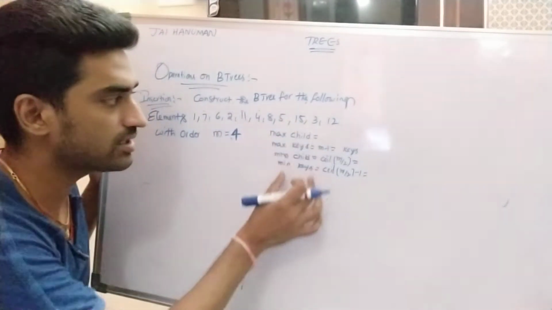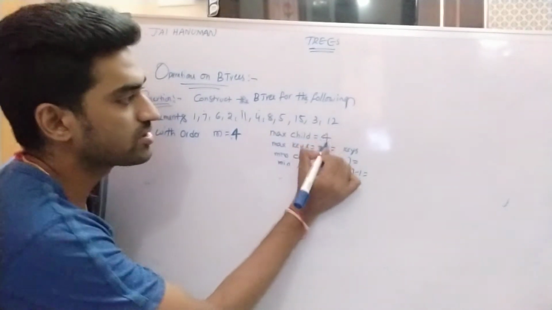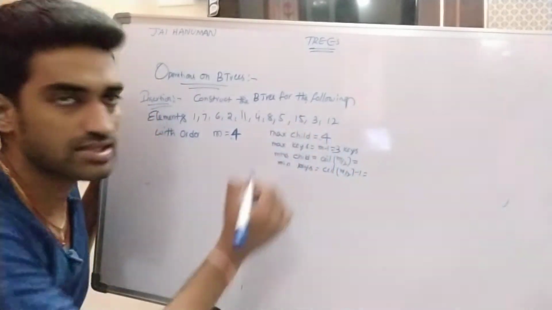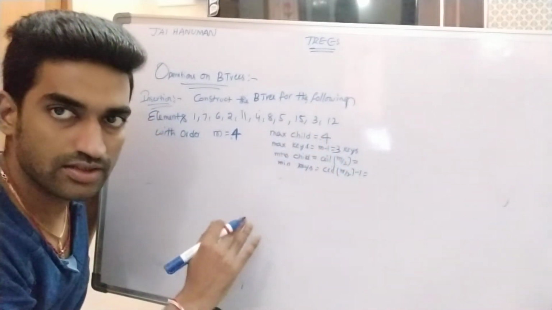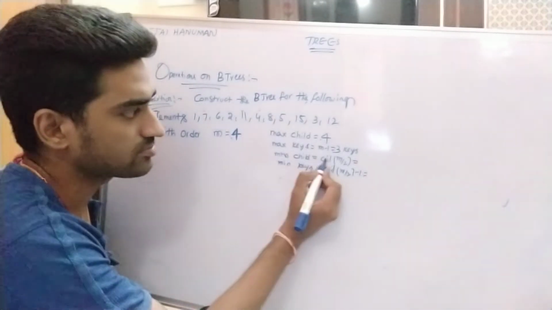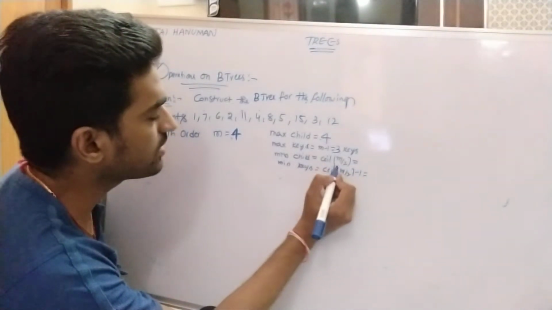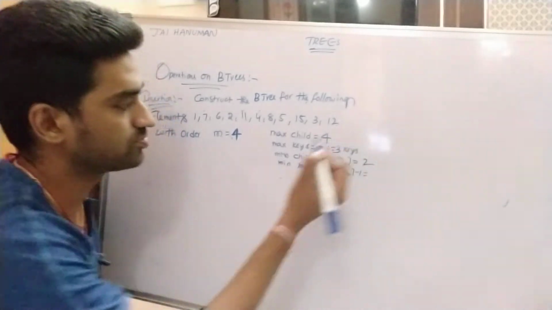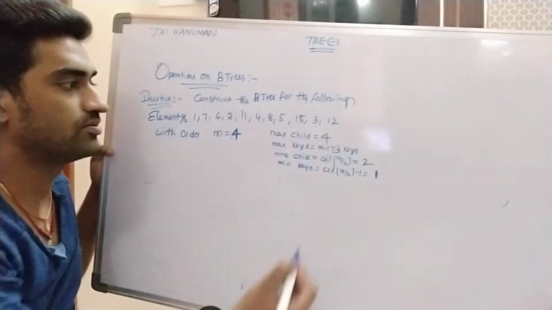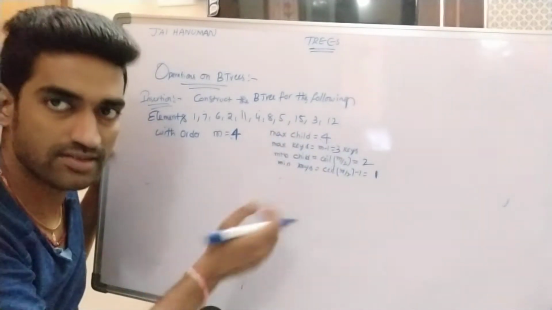First of all we are calculating these values. Maximum children: M is 4, so 4 children are maximum for each and every node. Keys: M minus 1, meaning 3 keys are the maximum for each node, not exact keys. Minimum children: ceil of M by 2, 4 by 2, which is equivalent to 2. So 2 minus 1, 1 minimum key. Fine, so these are the maximum and minimum children and keys.